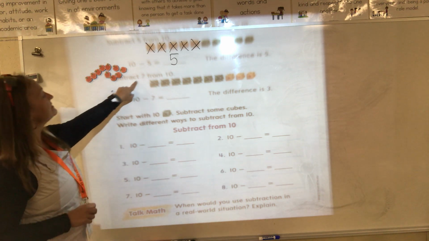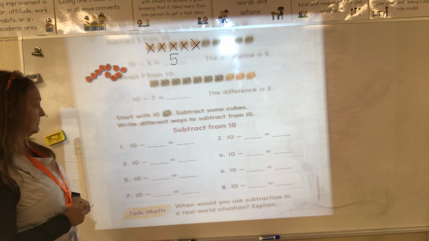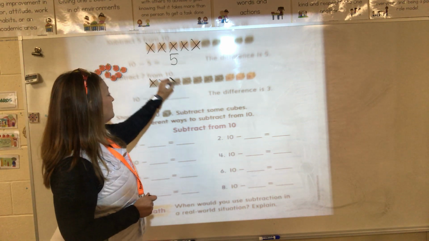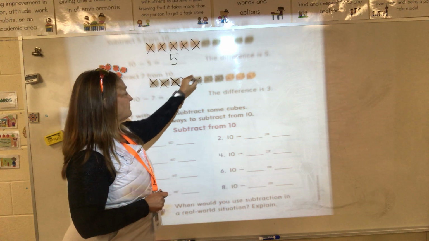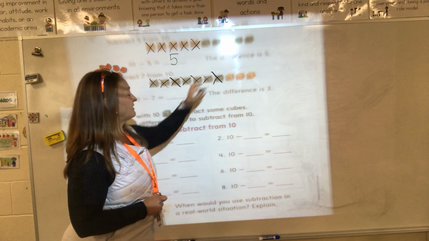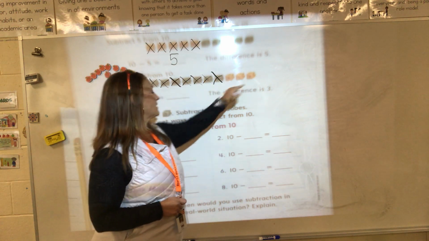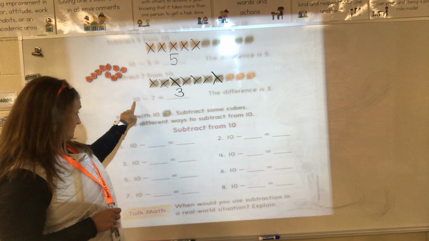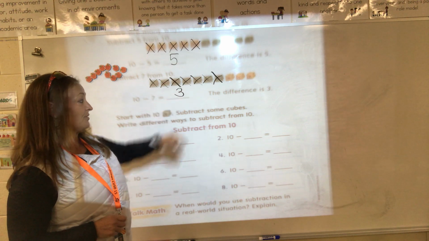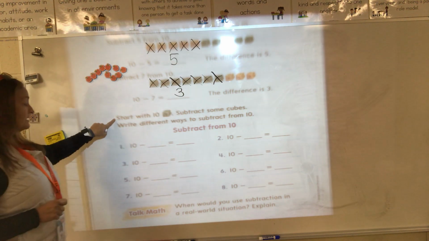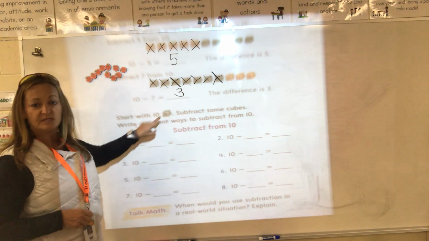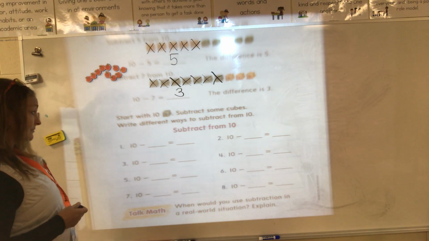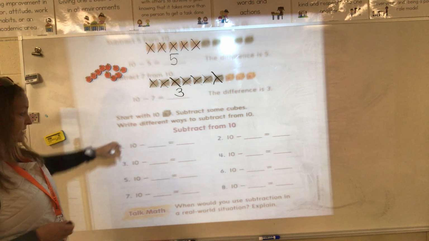If I subtract 7 from 10, 10 minus 7, 1, 2, 3, 4, 5, 6, 7. I have 1, 2, 3 left. The difference between 10 and 7 is 3. So you're going to start with either 10 cubes, 10 counters, or if you need to, you can just do a drawing. And you're going to write different ways that we can subtract from 10.